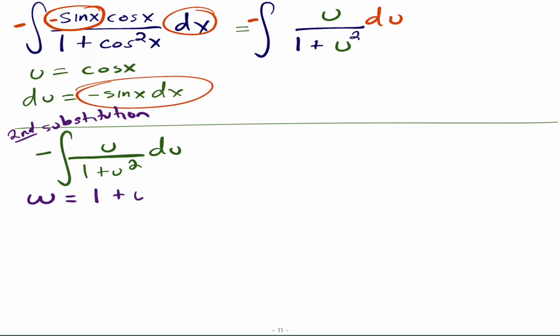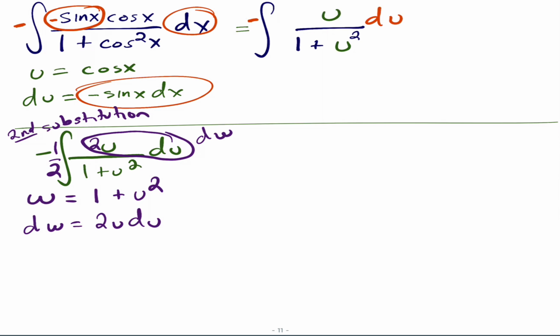So notice that if I let w be 1 plus u squared, what's the derivative of that? 2u, and notice that that's in the integral, right? So the derivative of this, which is 2u du, is almost exactly that right there, right? What's the only thing that I'm missing? A 2, right? So I would put a 2 here, 1/2 on the outside. So 2u du is dw, and then the denominator is just w. So then this is equal to minus 1/2 the integral of dw over w.